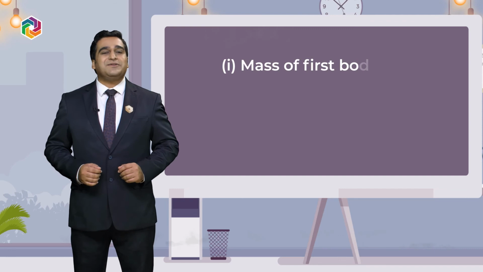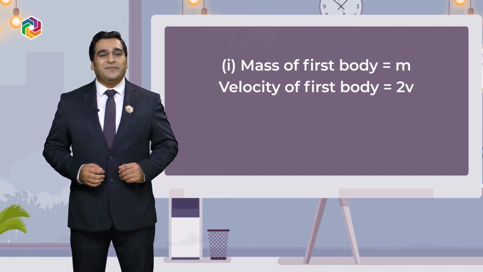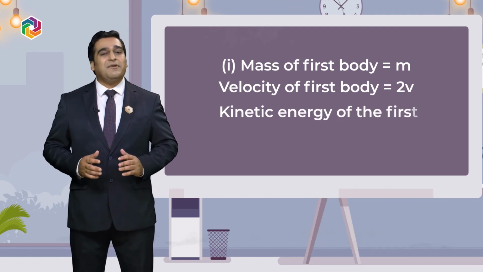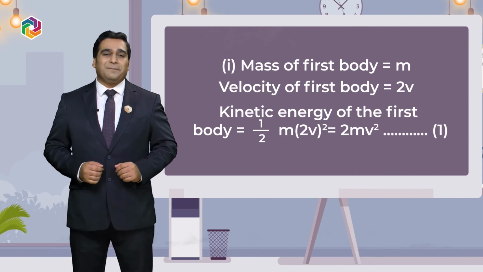In the question, it is given that the masses of the two bodies are equal. So let the mass of each body be equal to m. We will now write down the expression for kinetic energy of both the bodies separately. Mass of the first body is equal to m. Velocity of the first body is equal to 2v. Kinetic energy of the first body is equal to half m times 2v square, which is equal to 2mv square.